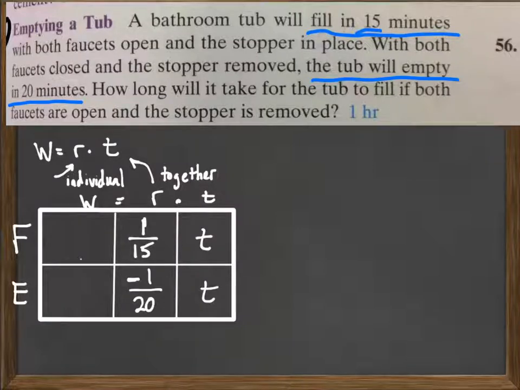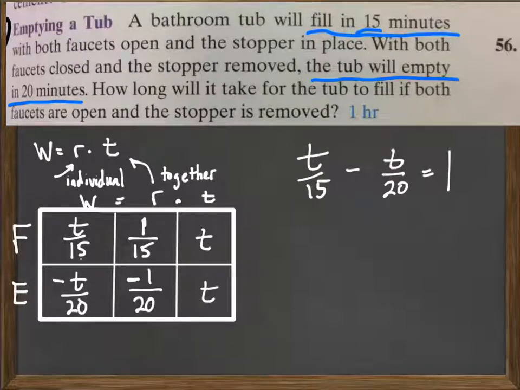Okay, once we have our two columns for rate and time filled out, we can multiply through to get our work. And then the rule is that the total of the work, adding your works up, will always accomplish whatever task you're trying to do. In this case, it's to fill one tub. So we can write that down as t over 15 minus t over 20 equals 1. And now we have an equation to solve.